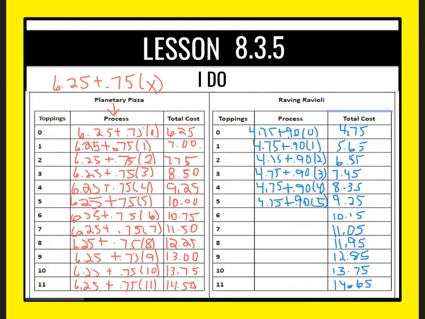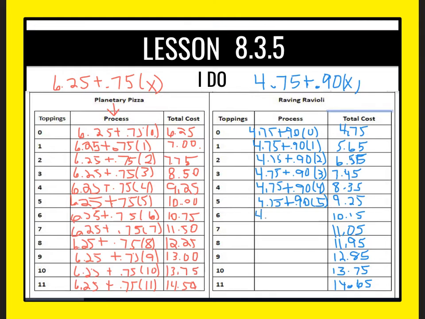All right, so now let's go ahead and look at Raving Ravioli. The expression that we used was $4.75 for a small cheese pizza without any toppings and 90 cents for every additional topping. So you can see they both share the variable of X because we're comparing the number of toppings on both sides. So if you begin to look, again, $4.75 plus 90 cents times 0 was $4.75. For 1 topping, it was $5.65. For 2 toppings, $6.55. $7.45 for 3 toppings, $8.35 for 4 toppings, and for 5 toppings, it was $9.25.